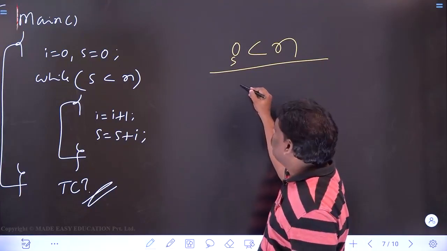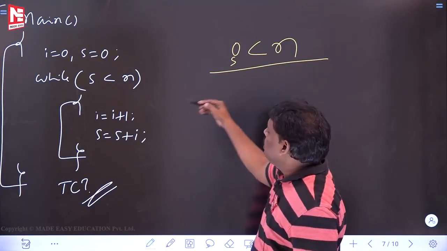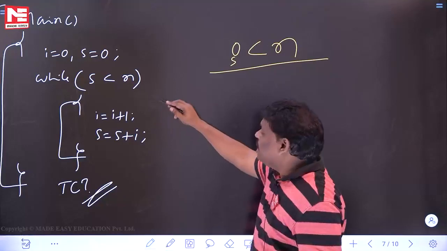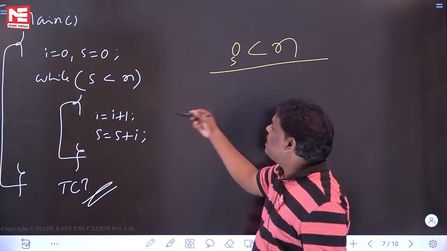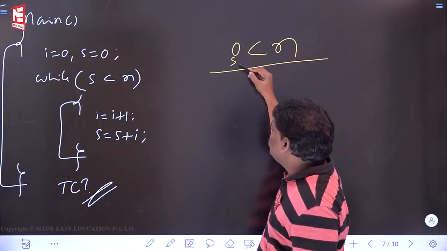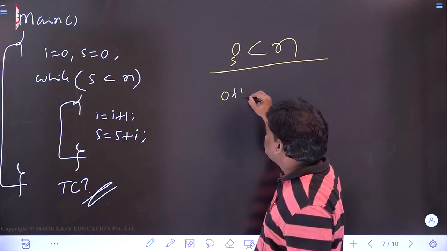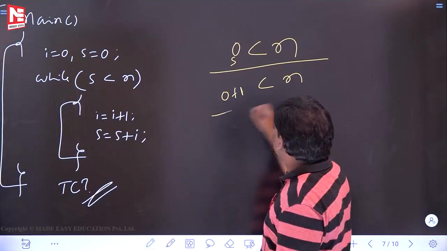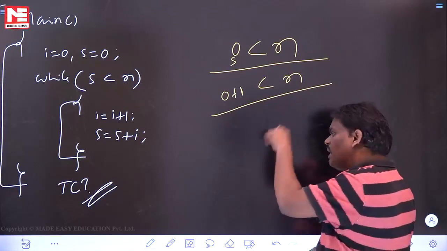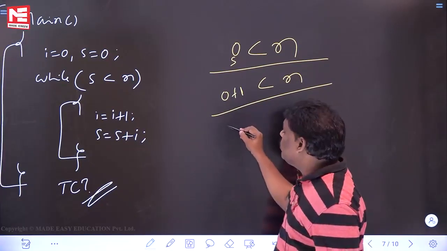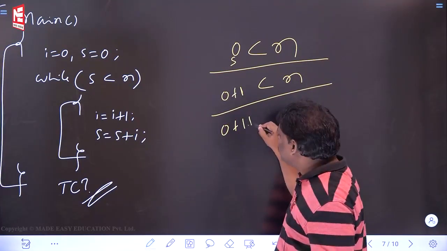Then what is the answer? What is the s now? Whenever you come inside, I will increment by 1. S is equal to s plus I. S is already 0, so 0 plus 1 is 1. 1 less than n, again pass. Next, I value increments again by 1, so 2. So what is the s value? 0 plus 1 plus 2.